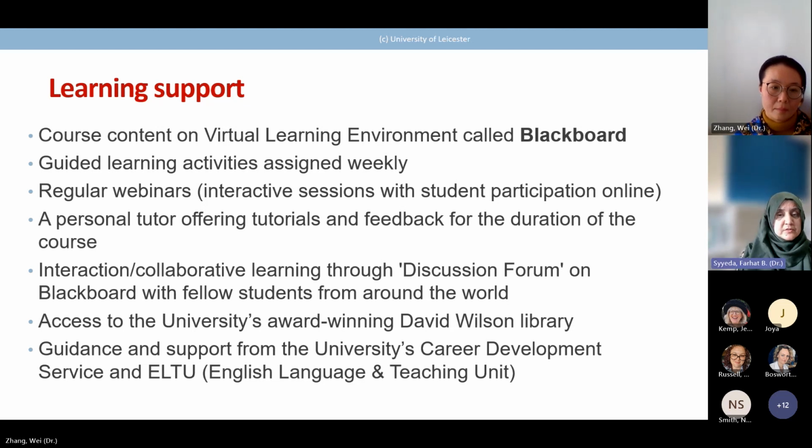All the students have access to the David Wilson Library, which has a huge number of e-books, e-journals, and all the other resources, and the students can access them. And the students also have support and guidance from the English language and teaching unit.